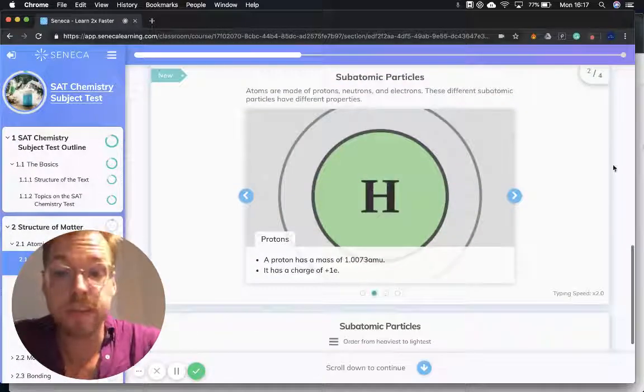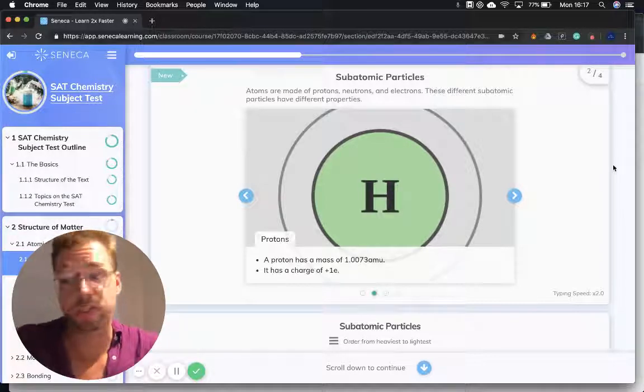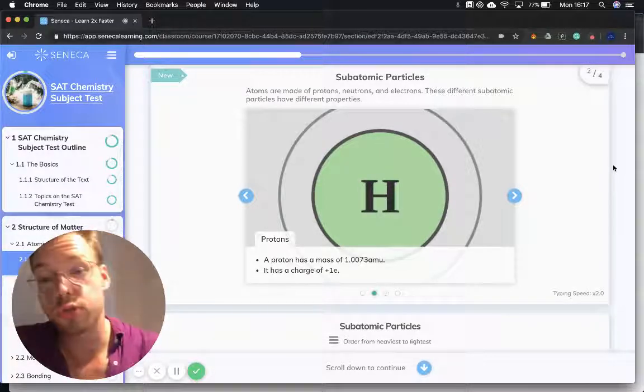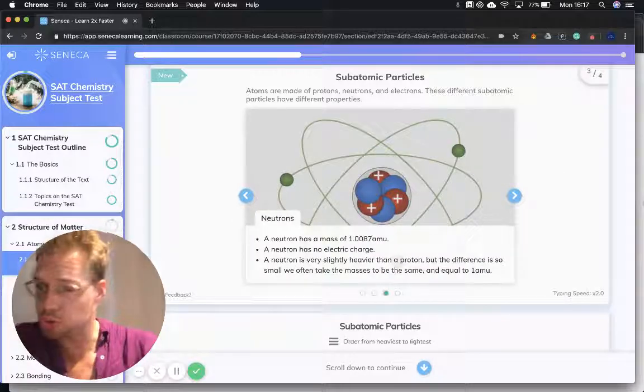Okay, so now let's go through these different subatomic particles. So we've got the proton, that has a mass of 1 AMU. If you want to be specific, it's like 1.0073. Honey, just learn it as 1 AMU, and it has a charge of plus 1 e. Next, we go into our neutral neutrons.